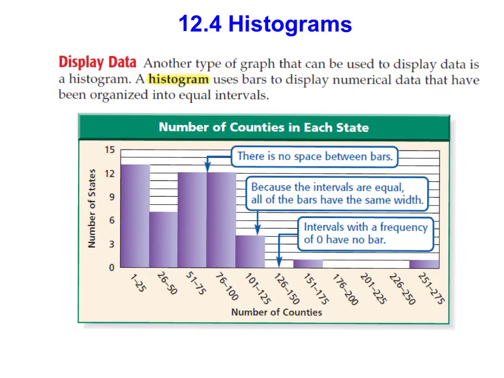Today we're going to talk about histograms. Another type of graph that can be used to display data is a histogram. A histogram uses bars to display numerical data that have been organized into equal intervals.